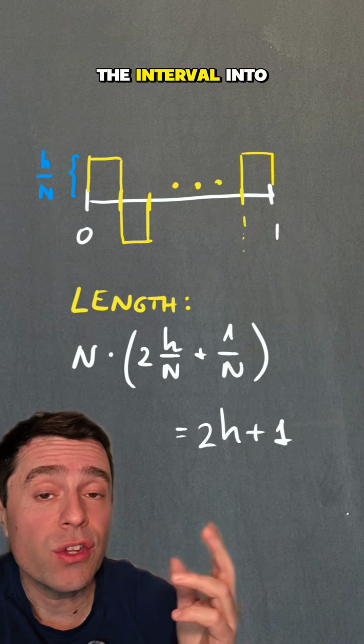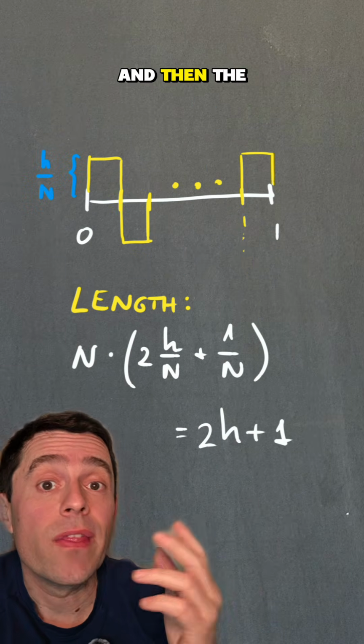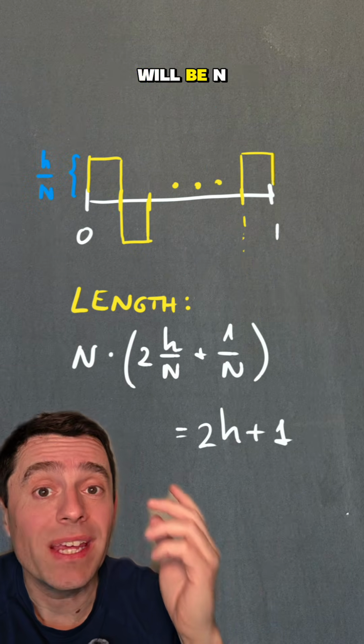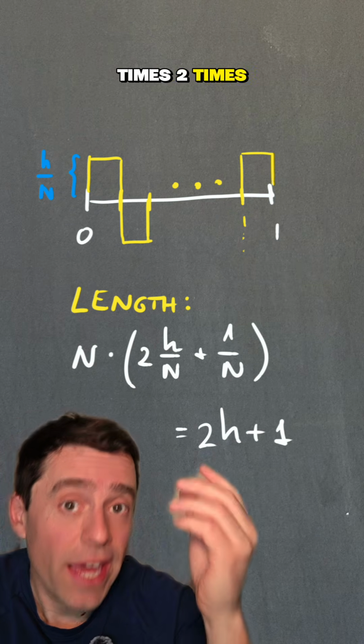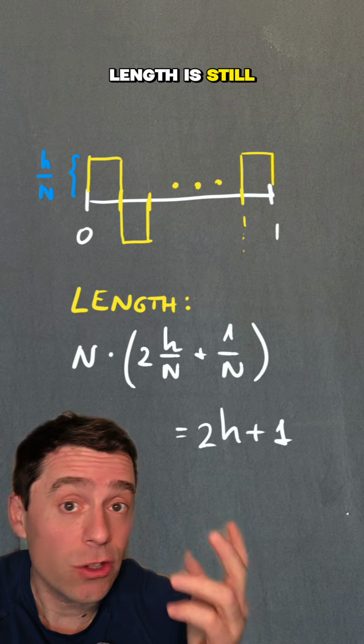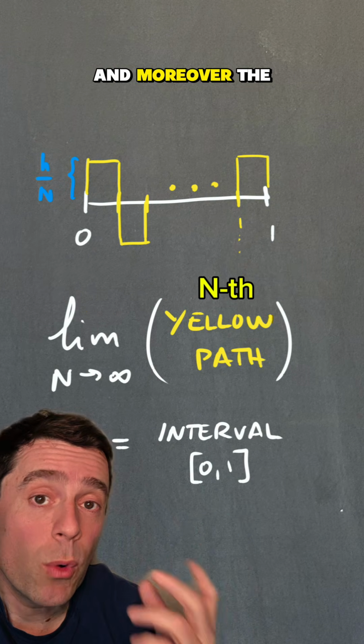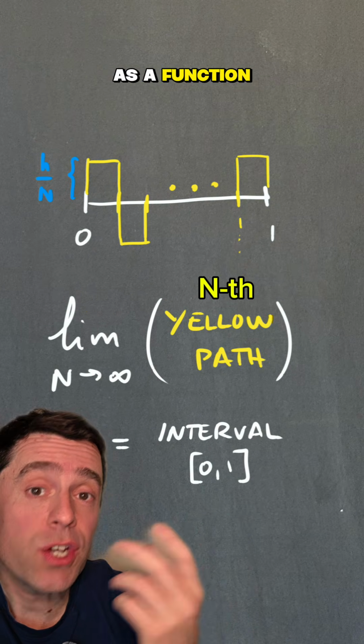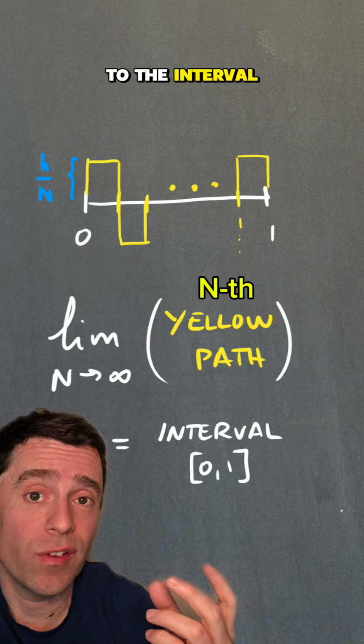We can divide the interval into n parts, and then the length of the curve in yellow will be n times 2 times h divided by n plus 1 divided by n. So the total length is still 2h plus 1. And moreover, the path in yellow as a function of n converges to the interval 0, 1.